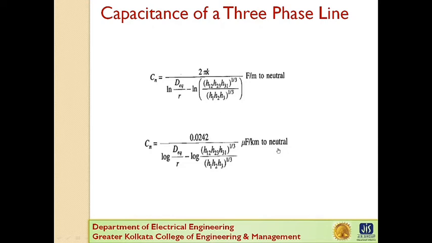Now it is evident that the effect of earth is to increase the capacitance of a line. If the conductors are high above the earth compared to the distance among them, that means if H is higher than capital D, the effect of earth on the capacitance of three-phase lines can be neglected.